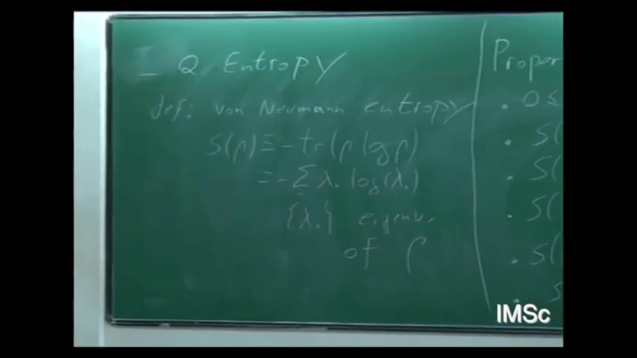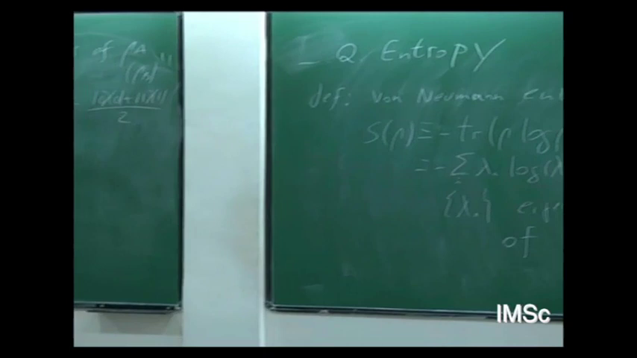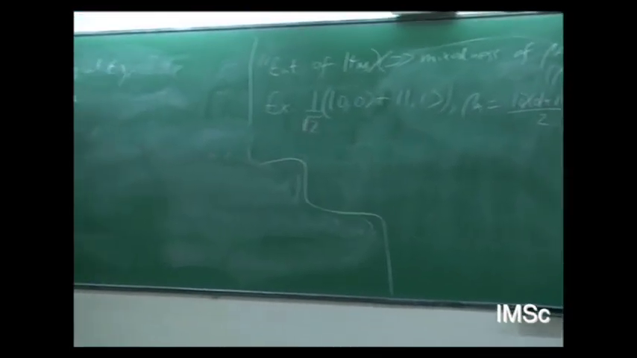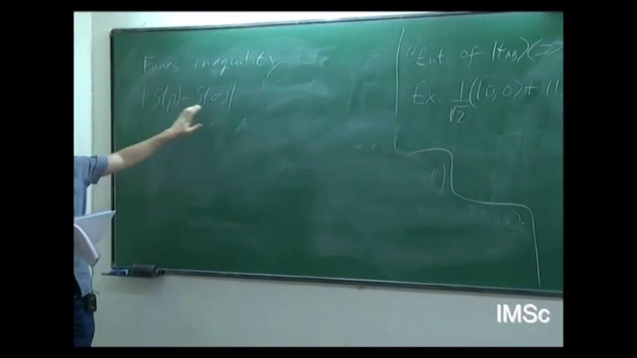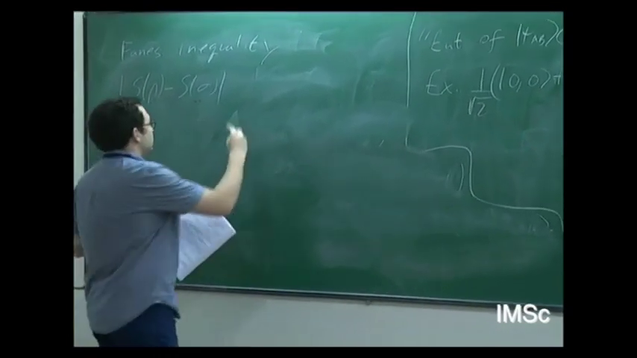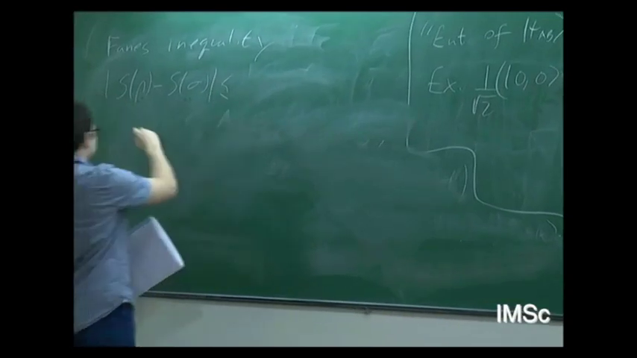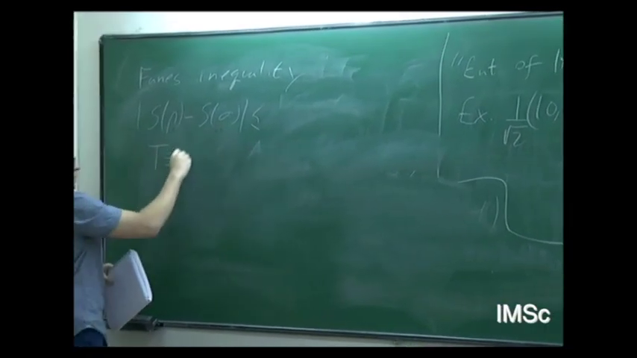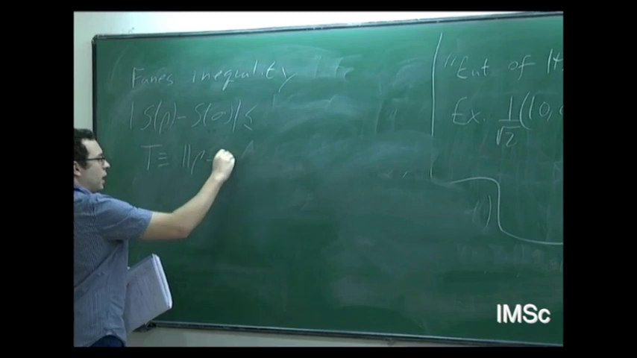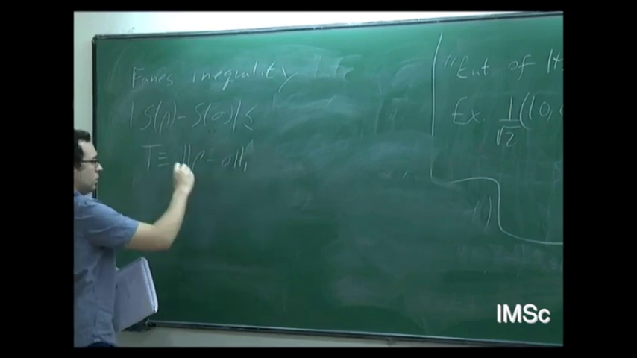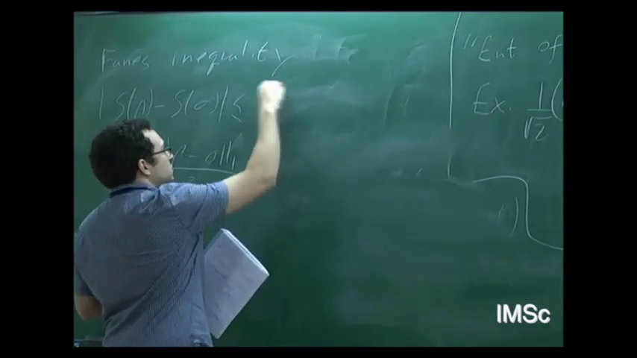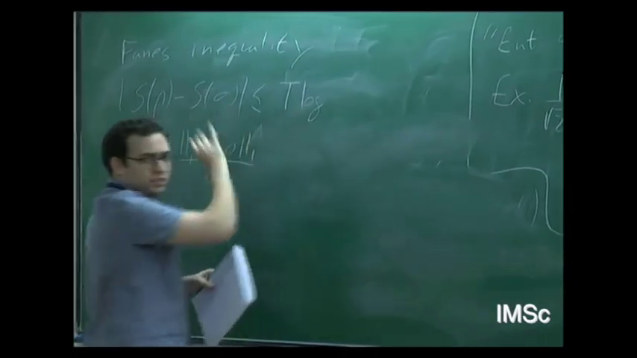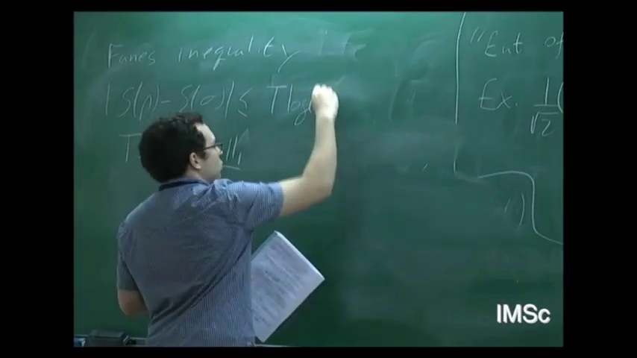So what is Fannes' inequality? It tells you that the entropy of rho minus the entropy of sigma, we want to see how they deviate in terms of how close these two states are. And it says that it's smaller than, let's define t as the trace norm difference, which I will tell you more about right now, divided by 2. Graham already told us this, right? So I'm just writing it again.